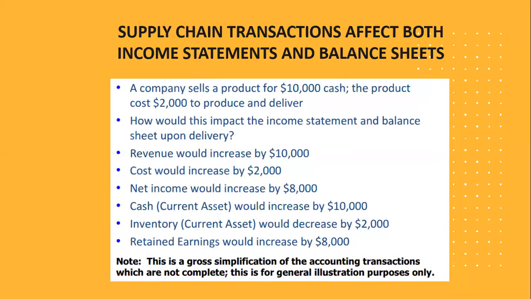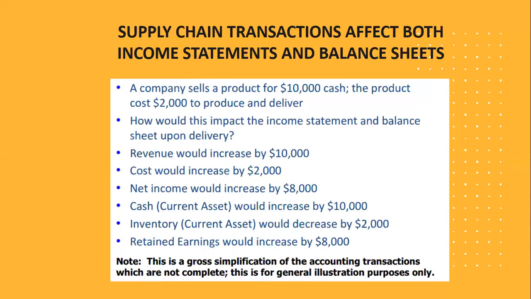Well, first of all, if the company has sold a product for 10,000 in cash, that means that $10,000 worth of revenue is coming in. The cost of producing that good was 2,000, so we know that the cost of goods sold is going to increase by 2,000, and we also know that the net income is going to increase by 8,000, and that is basically 10,000 minus 2,000. So the revenues minus cost of goods sold.